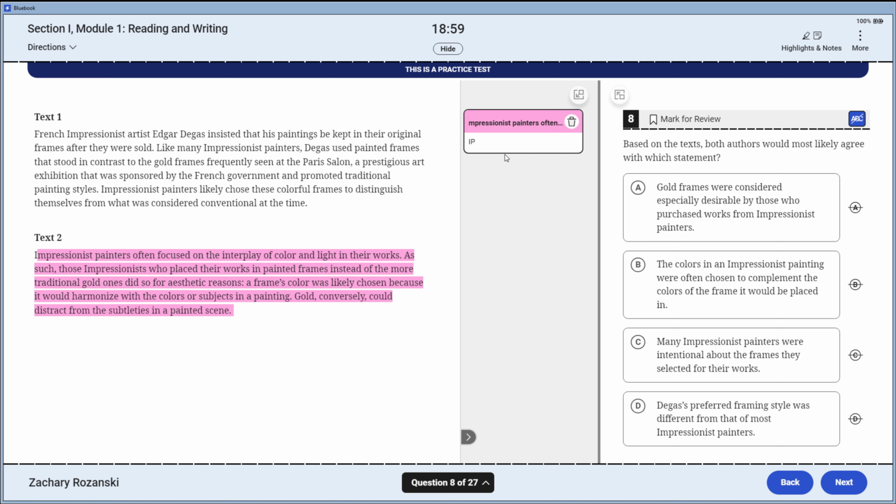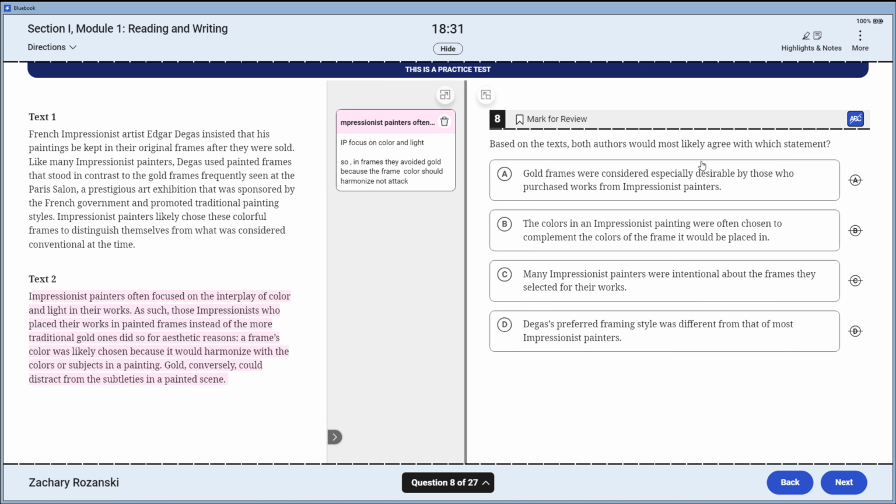Impressionist painters often focus on color and light. So in frames, they avoided gold because the frame color should harmonize. Gold, conversely, would attack. It would distract. That's going to be my text two, and I like my understanding of this. Since I'm agreeing with both, I can read these to frame myself and not get overwhelmed, since it's a general statement about all of these.